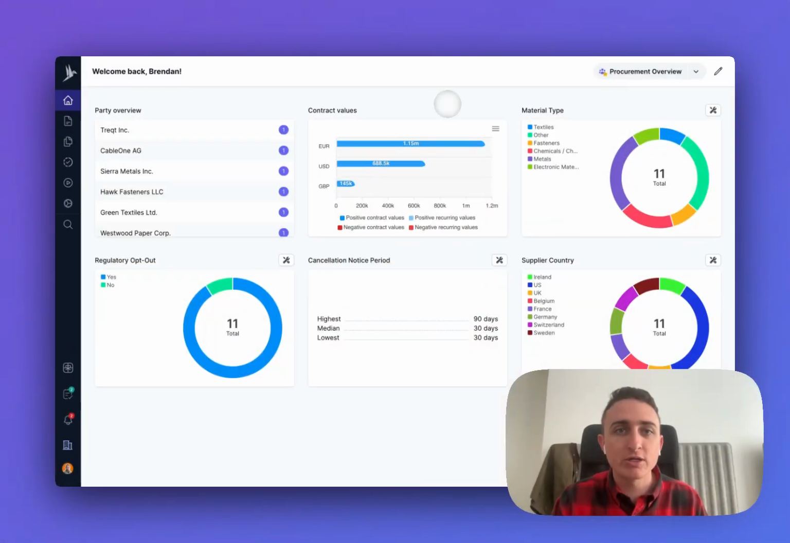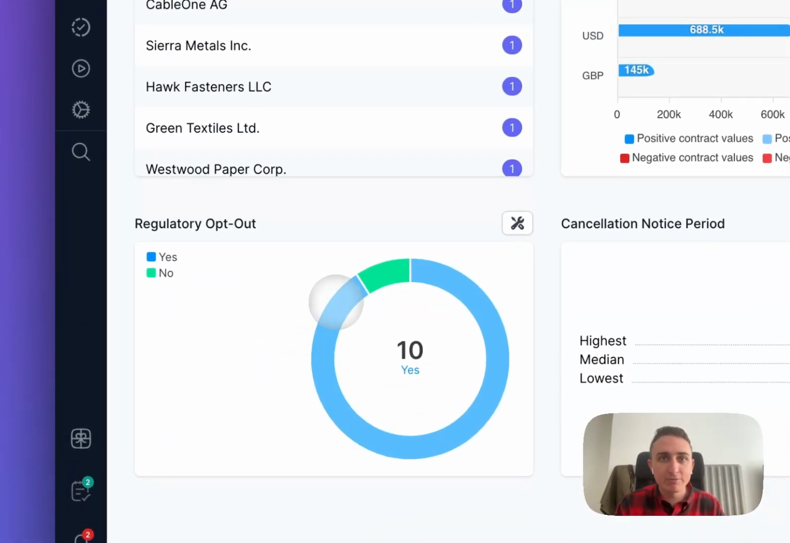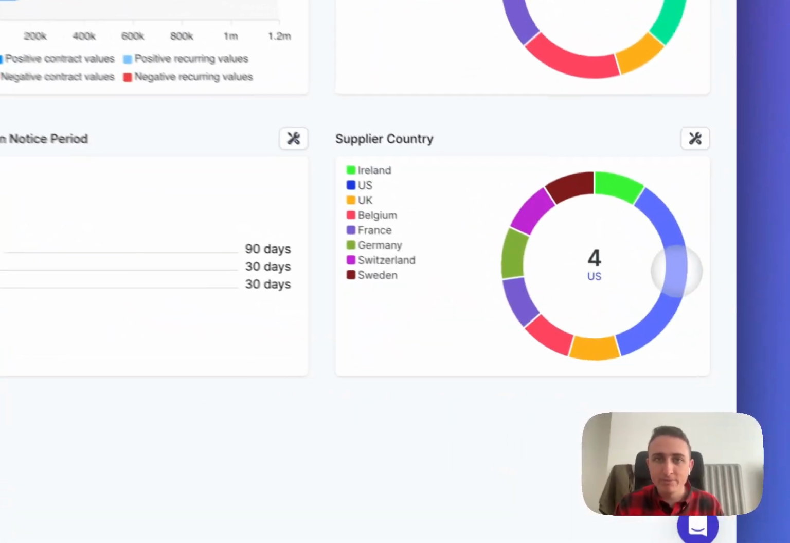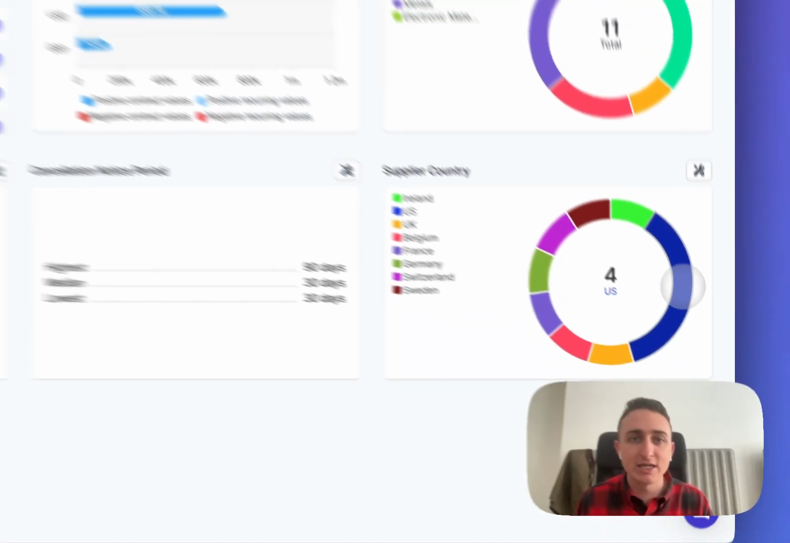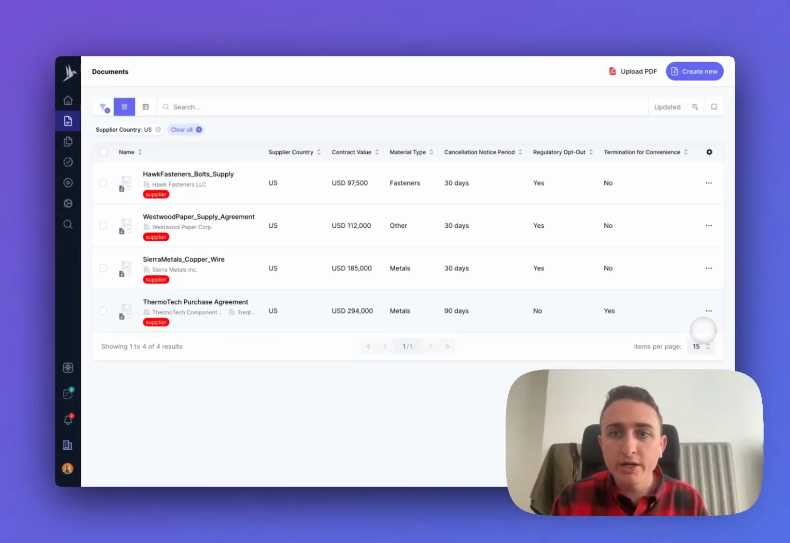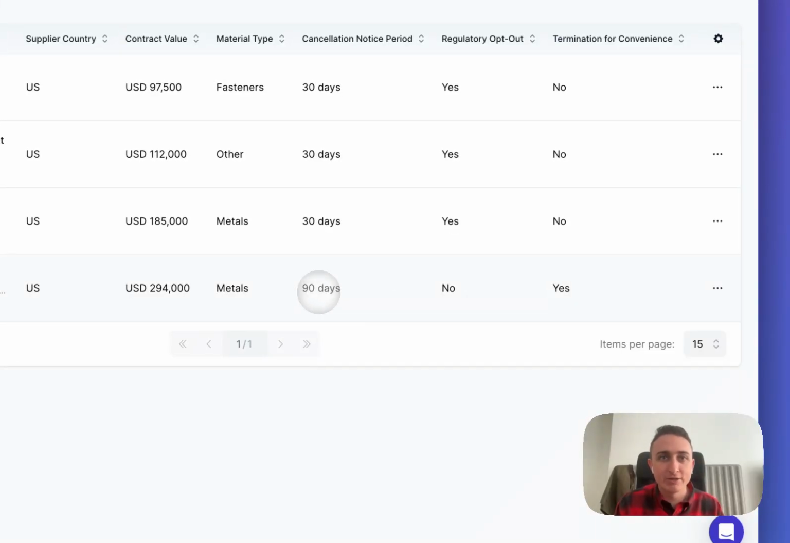Let's see how. To start, you'll open up a supplier dashboard, like this one, which surfaces key information about your contracts. For example, most of them have a regulatory opt-out, and it seems that 4 of them may be affected by this new trade policy, hypothetically. Clicking shows us the details. Of these 4, 1 has termination for convenience, but with a 90-day notice period.